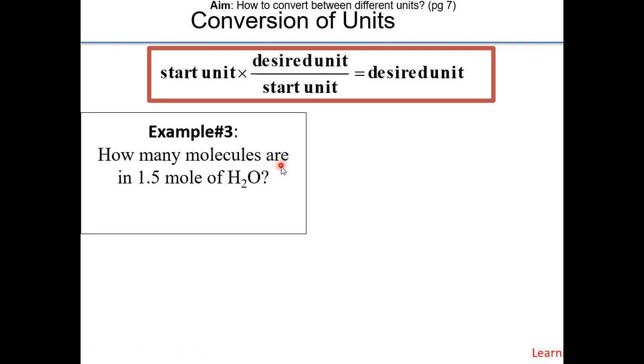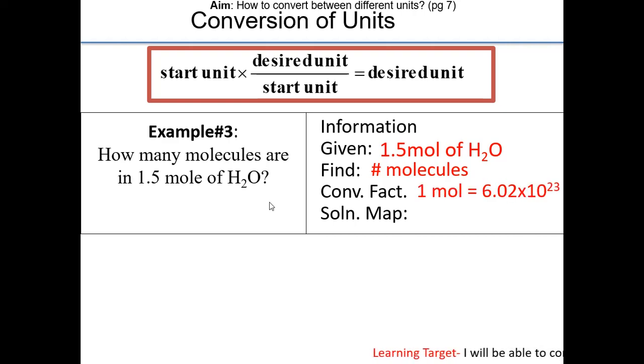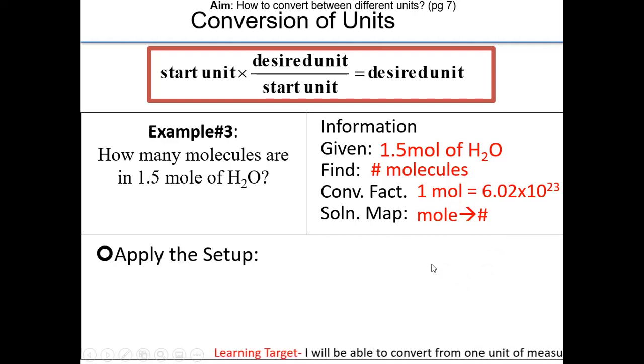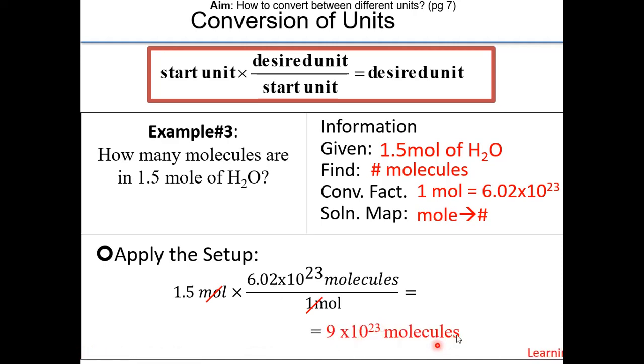So how many molecules are in 1.5 mole of H2O? So what are we given? We're given the mole, right? What do we want? We want the number of molecules. That's the items. What's the conversion factor? 1 mole is 6.02 times 10 to the 23rd. So we have to go from mole to the number of items, which is molecules in this case. So apply the setup. We have 1.5 mole times 6.02 times 10 to the 23rd molecules over mole. So the mole, which is our start unit, will get canceled out. If we multiply these two numbers, plug into your calculator, you get 9 times 10 to the 23rd molecules.